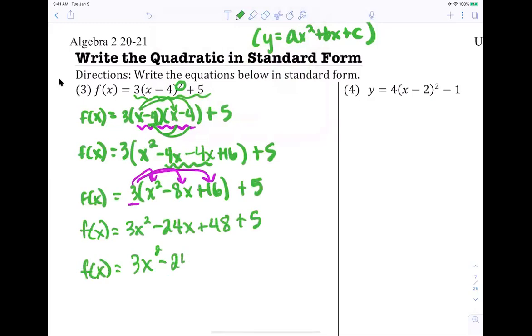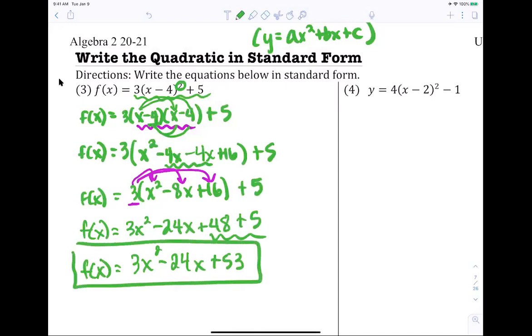And we have another set of like terms because 48 and 5 can be added together. So 48 plus 5 ends up being 53. And there is your vertex form of the same exact equation, which is pretty awesome.